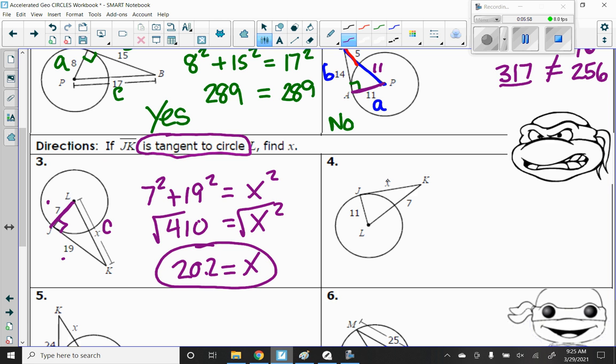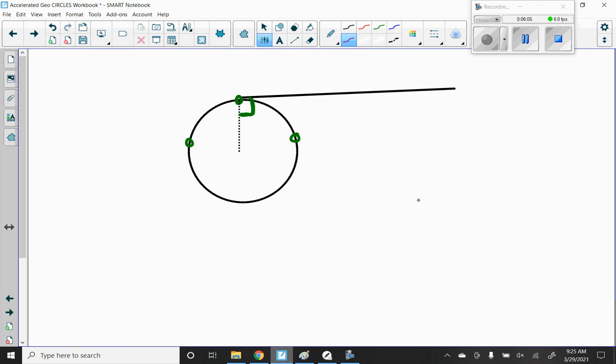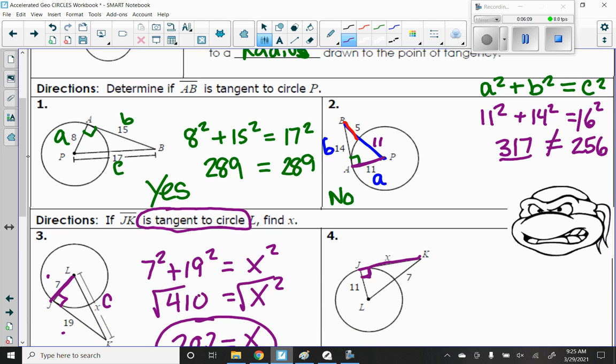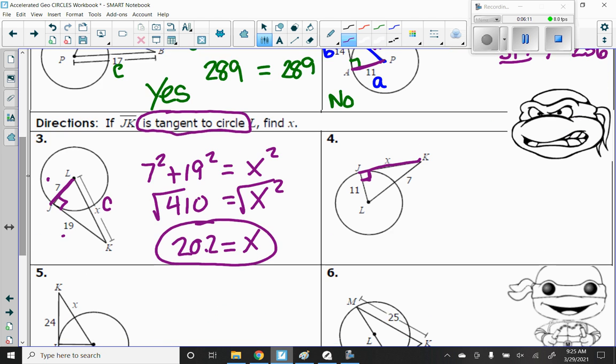Now look at number 4. This is going to be a find B. The right angle is always on the outside. So your C in this one is not 7.